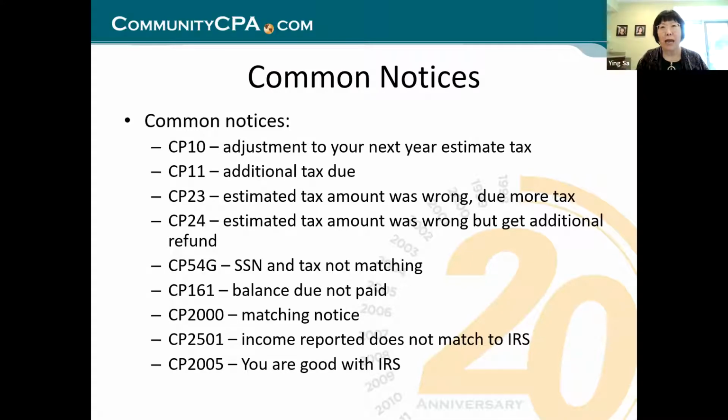CP23 is estimated tax amount was wrong, due more taxes. So you know how you file taxes and you put in your estimated tax amount. You're saying that, hey, I know I owe $100,000, but I already paid estimated $100,000, so I owe zero. However, the IRS would say that, oops, your estimated amount was not $100,000, it was only $75,000.